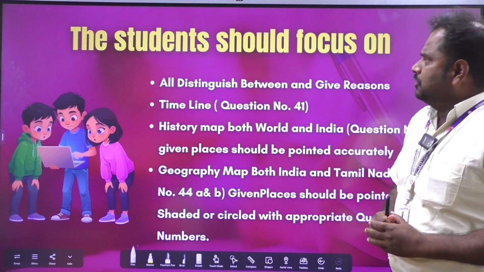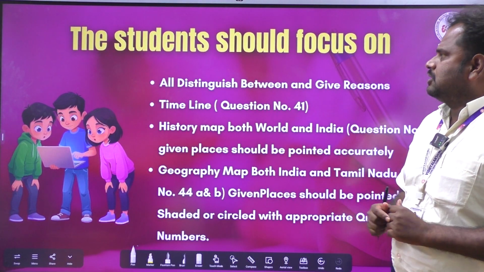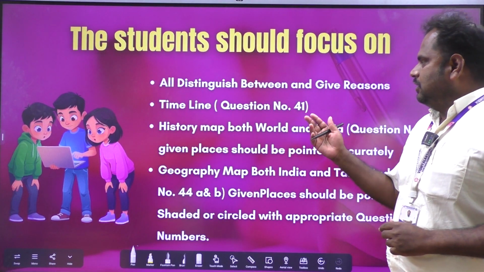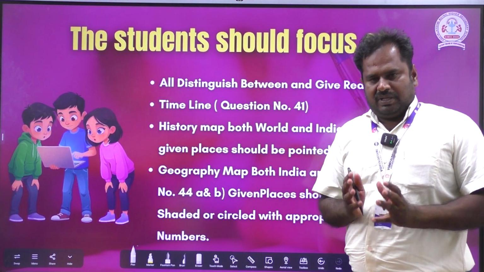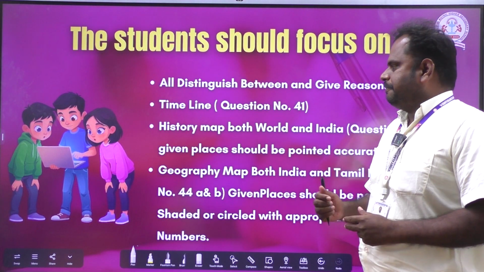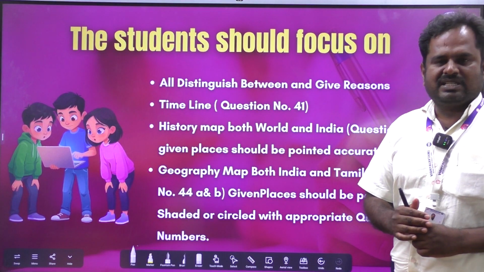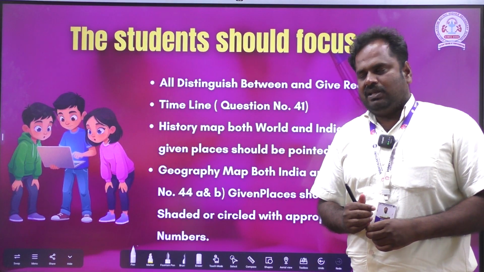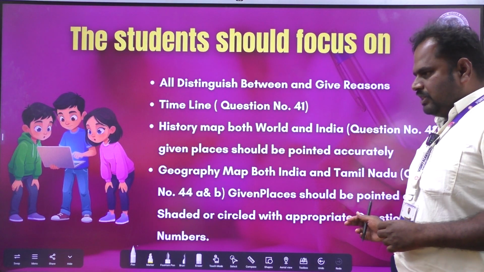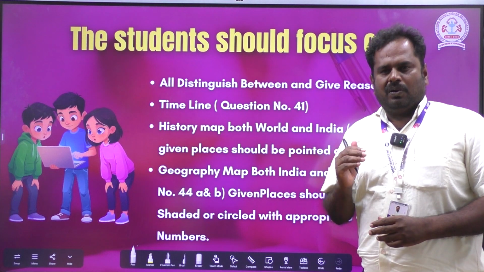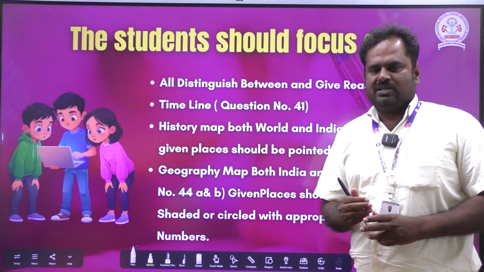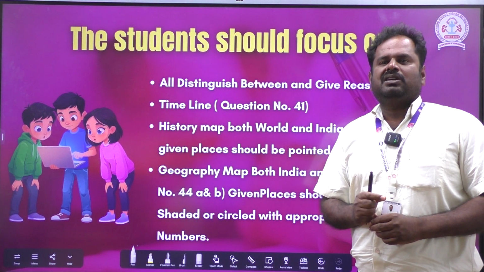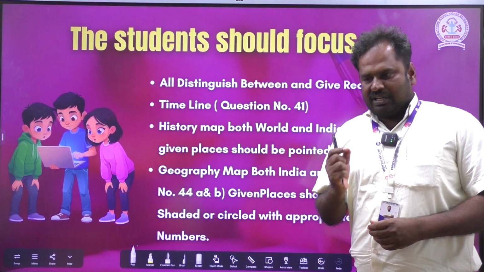Next, the student must focus on these criteria: all the distinguish between questions and timeline, history map, India map as well as world map, geography map, question number 44, A and B. A, India map, B, Tamil Nadu map. In this map corner, you must write your question number which is given on the question paper, and appropriate places should be marked with accuracy.